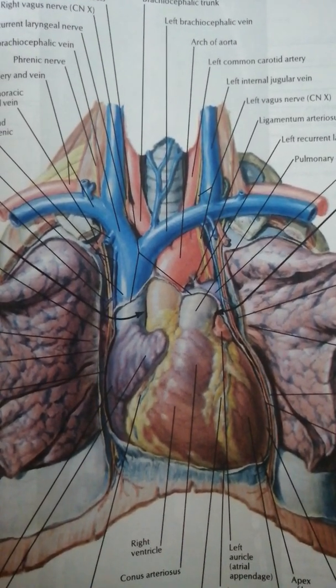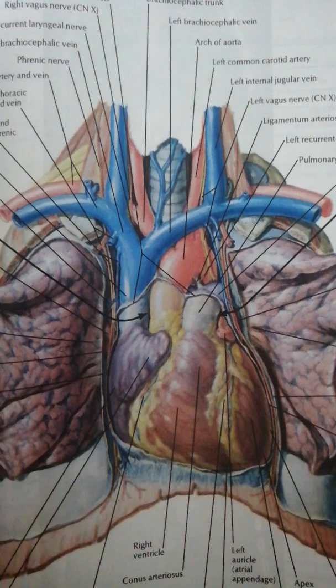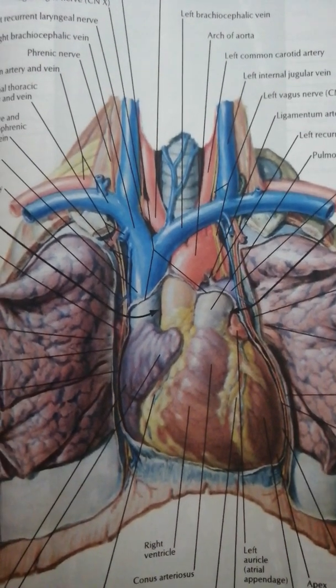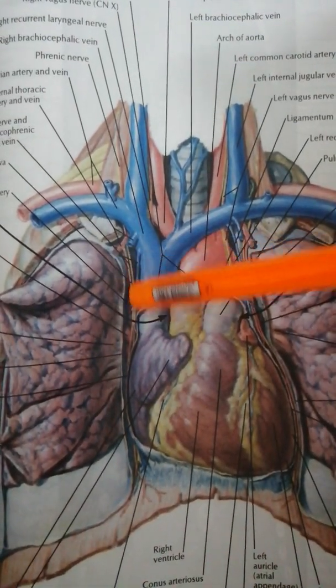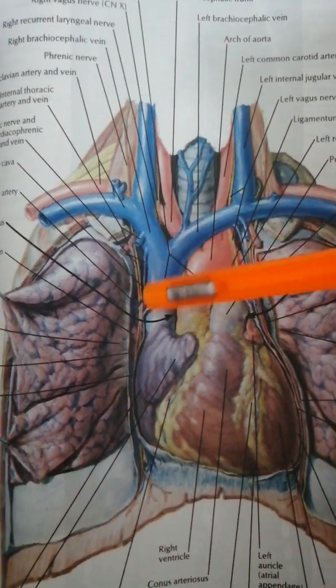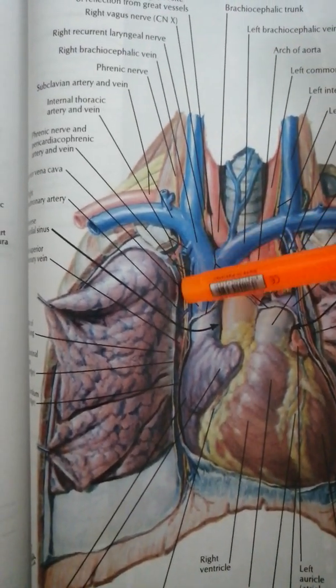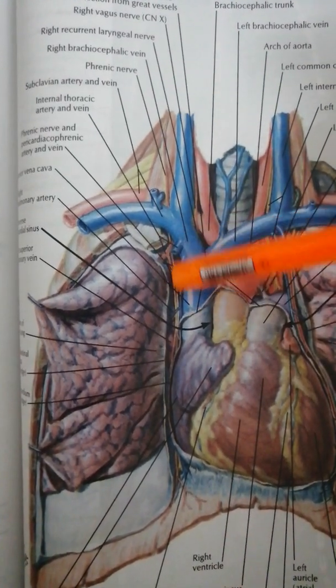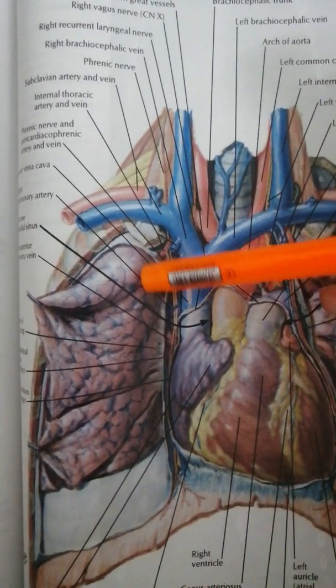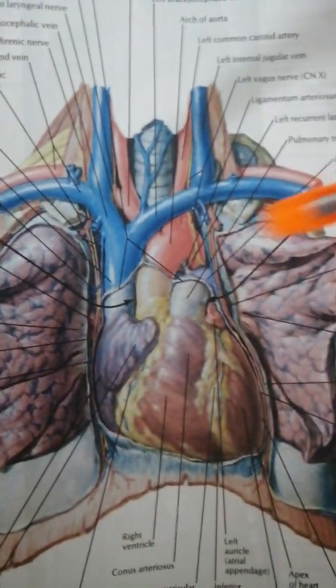The lateral relations include the right phrenic nerve and the right pleura and the right lung, as well as the associated vessels of the right phrenic nerve. As you can see over here, we have the phrenic nerve and the pericardiophrenic vessels, and this is the right lung and this is the right pleura.